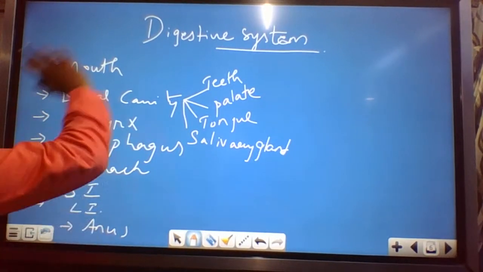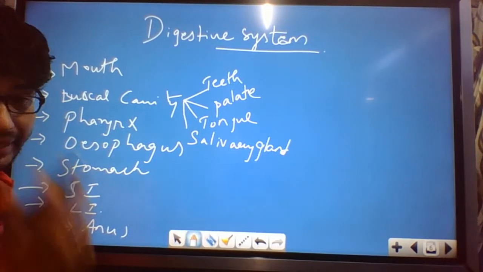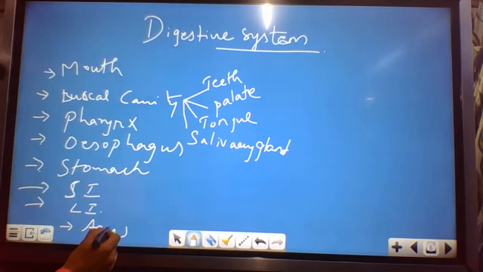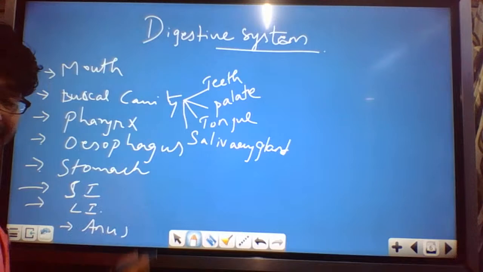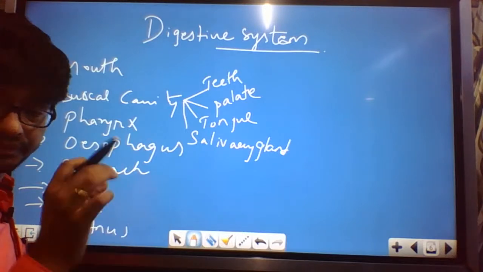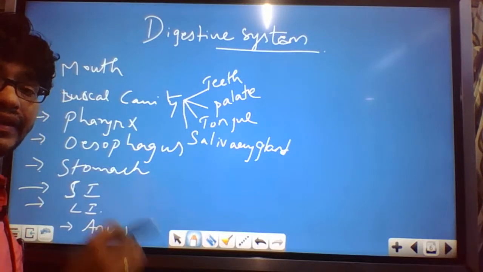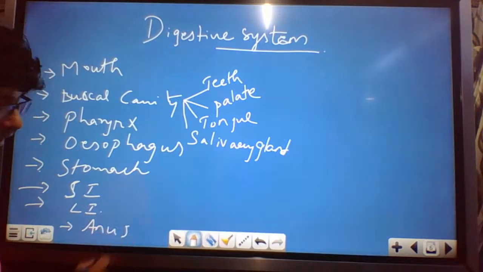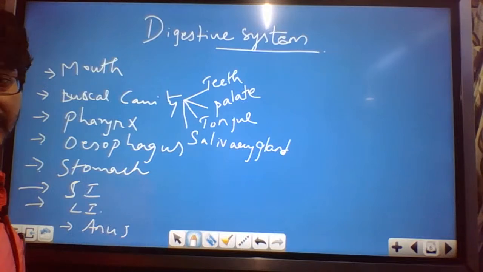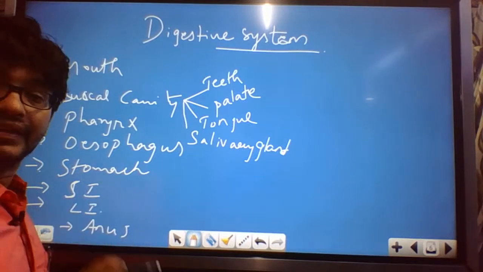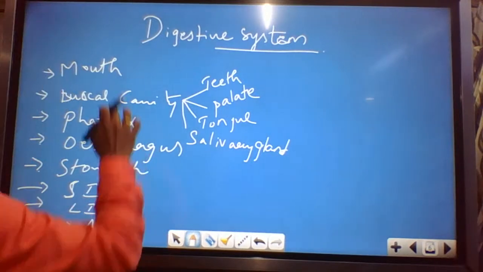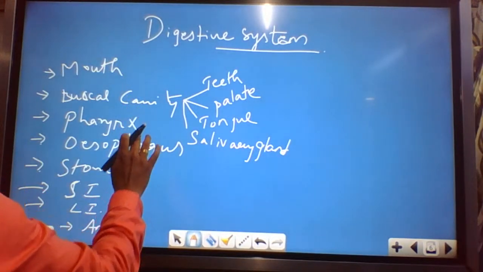In the digestive system I am not going to explain with a diagrammatic representation because you must have studied it since small classes. You have heard of the rectum. The rectum is the part that comes after the large intestine, and only the part outside is what we call the anus. So I didn't mention the rectum separately, since the rectum is included in the anus. Right. So mouth, buccal cavity, pharynx, esophagus, stomach.